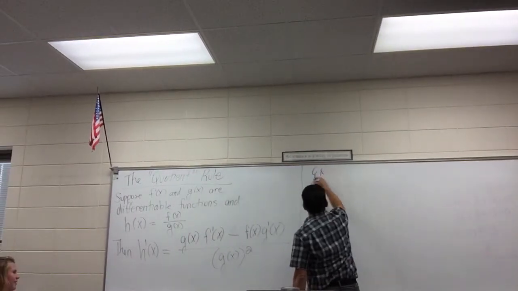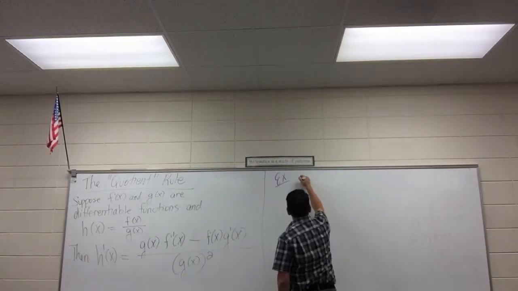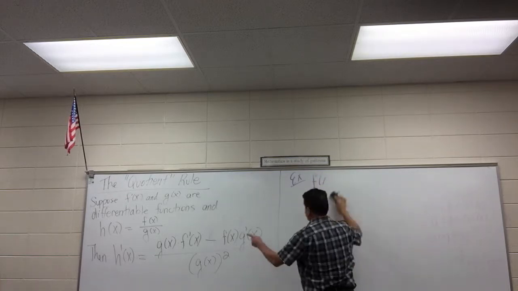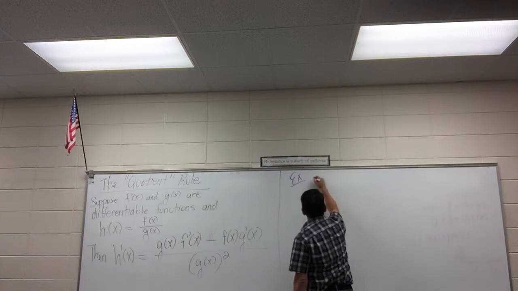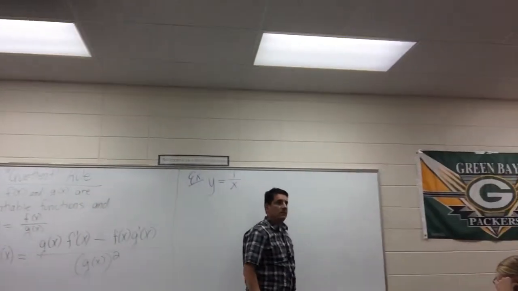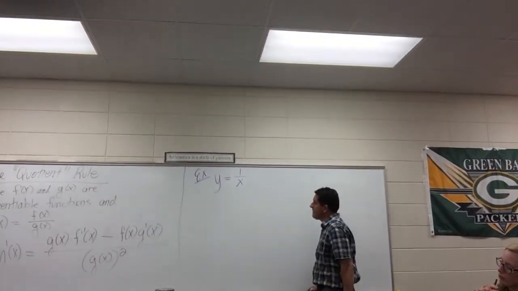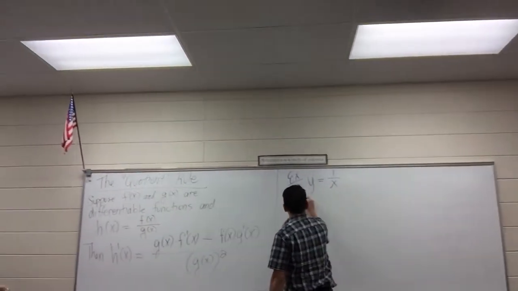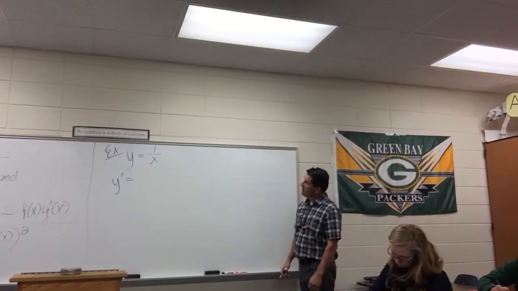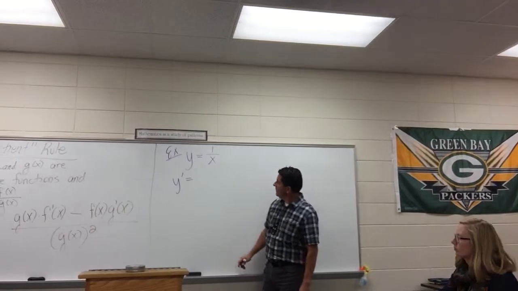So let's do a really simple one, and we'll try to prove something that we already know. Let's pretend that y is equal to 1 over x. We're going to just see if this works using a really simple case. Okay, so if this is my function, walk me through this. You've got to figure out who's g and who's f.